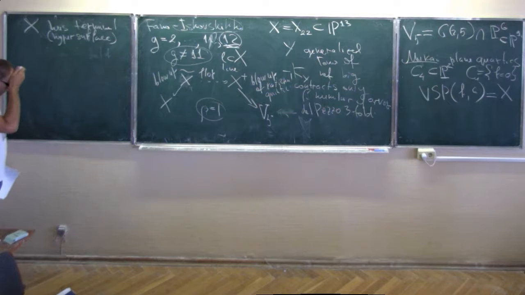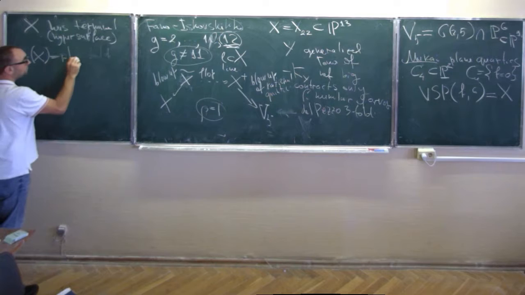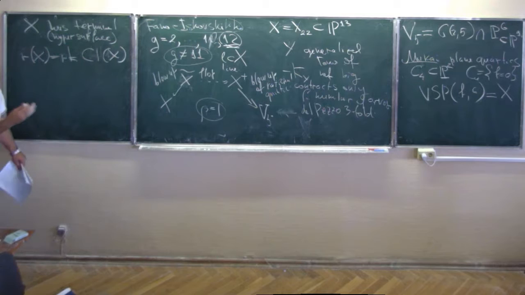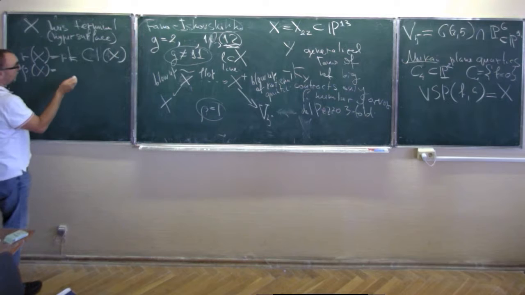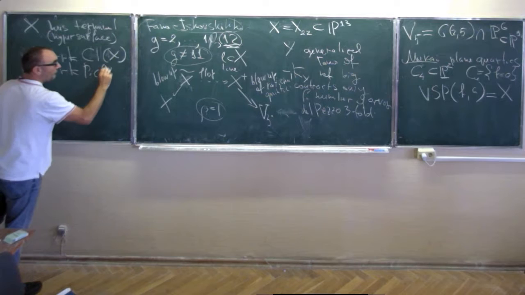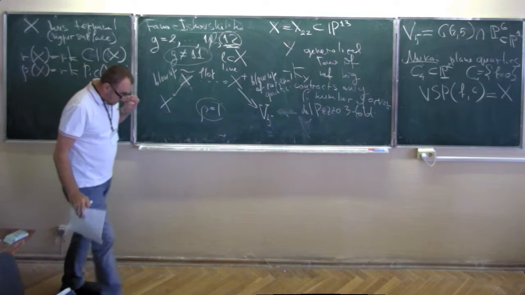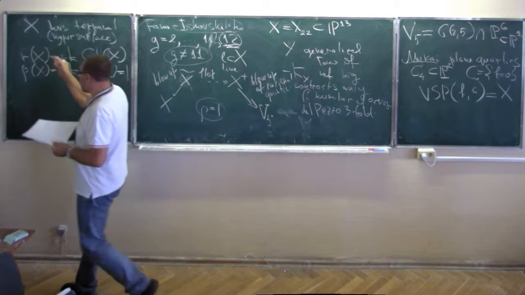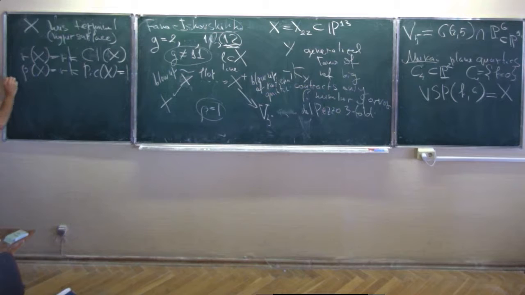Okay, so there is another invariant which is the rank of the class group, which can be different from the Picard number. I recall that the Picard number in our case is 1. So it can be bigger. This is a measure of complexity of singularities. First theorem: if the rank is 1, then X is smooth.